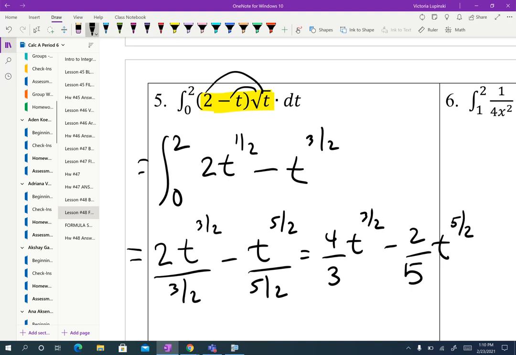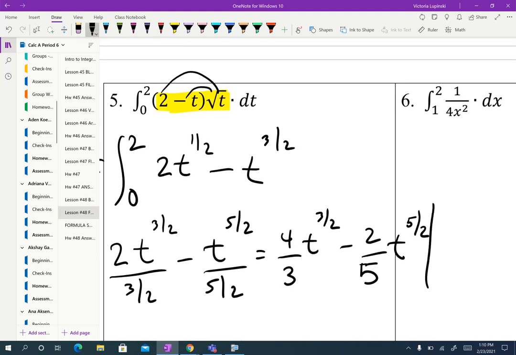Just double check that I copied that correctly. So 4/3 t to the 3/2 minus 2/5 t to the 5/2 looks good. And then again, you're going to write that fancy bar there just to indicate that you're going to evaluate it now from 0 to 2. Here's the good news. When you have a 0 somewhere, more often than not, you wind up getting a value out that is 0, which is nice because it's just kind of a time saver.